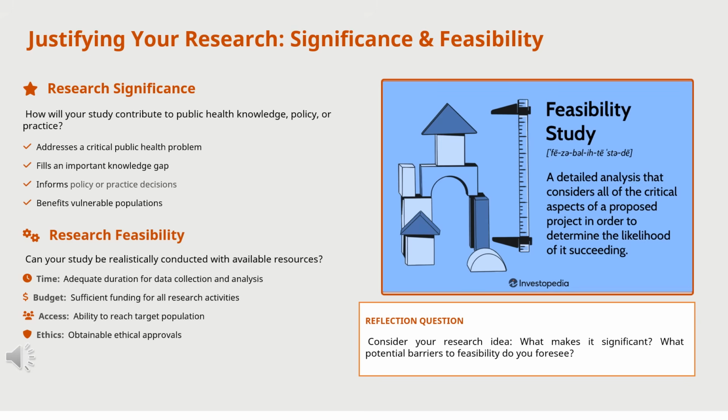Feasibility, on the other hand, considers whether the research can actually be conducted. That is, do you have access to the necessary data? Do you have access to the necessary participants and resources? Is the time frame realistic? Are there ethical considerations that need to be addressed? A research project, no matter how significant, is not viable if it's not feasible. So it's important to strike a balance between ambition and practicability.